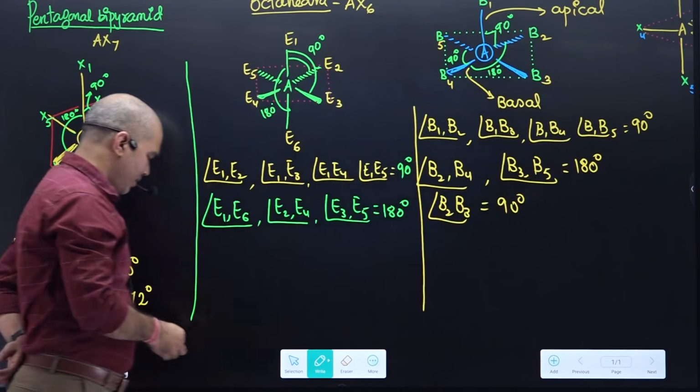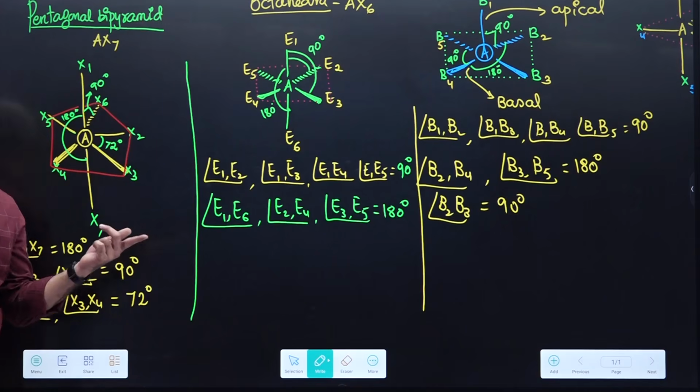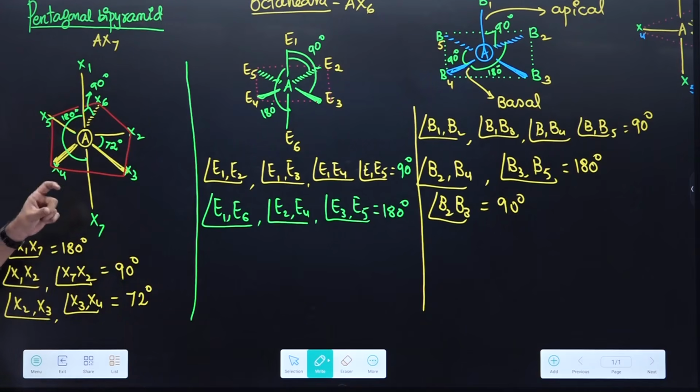So these are the geometries that you should be aware of. Once you are aware of the geometry, then we can enter into VSEPR, and the derived geometries. We'll just go for a break and we'll begin with VSEPR.